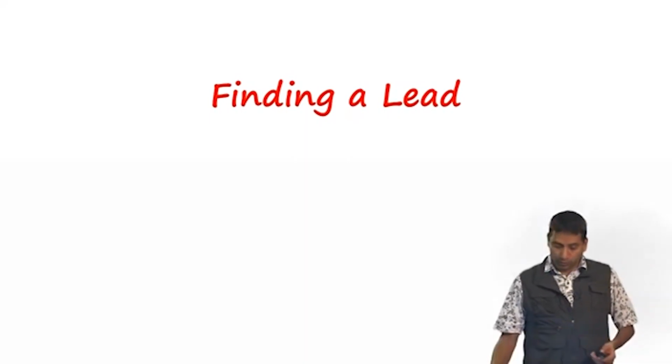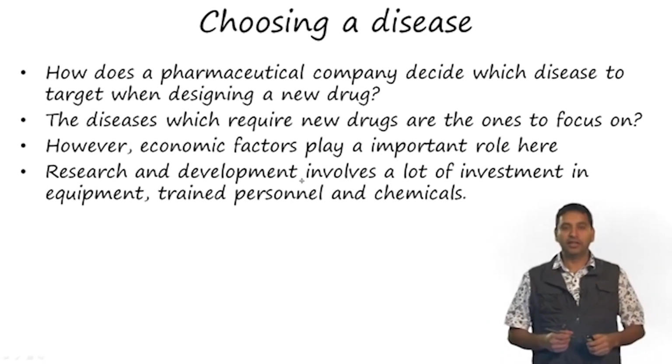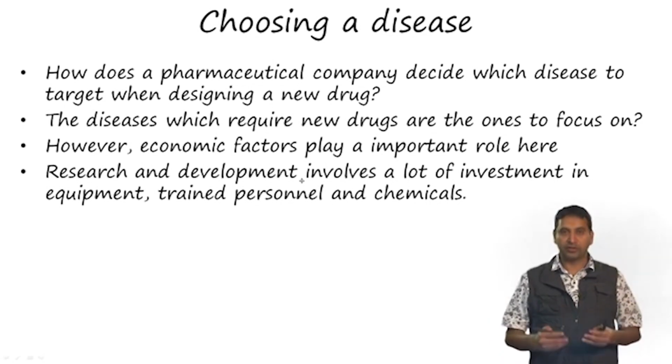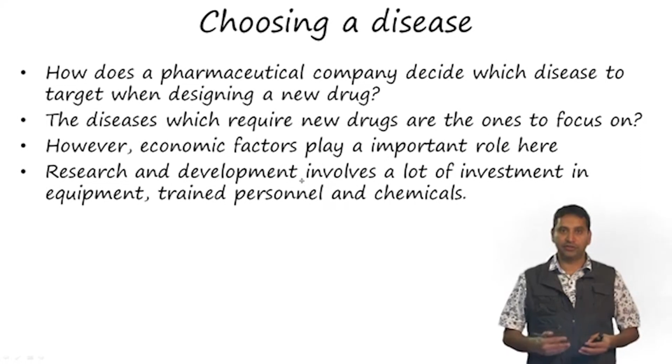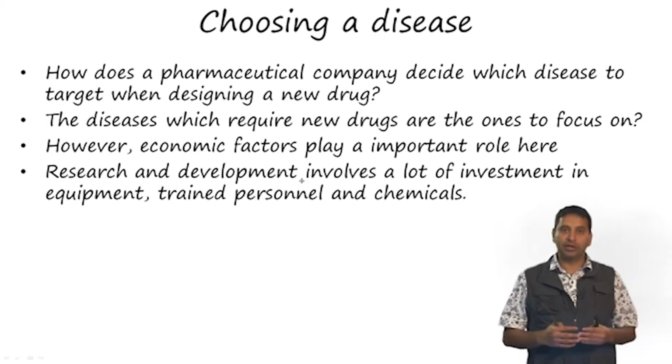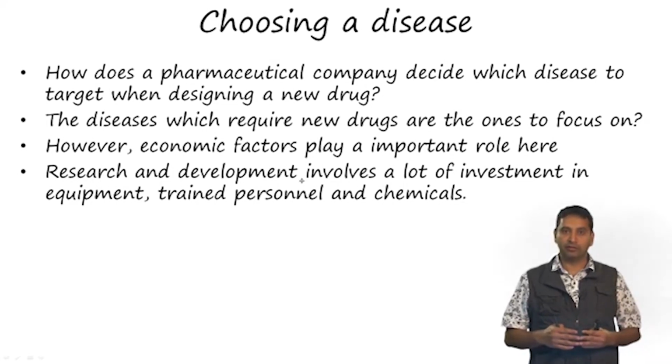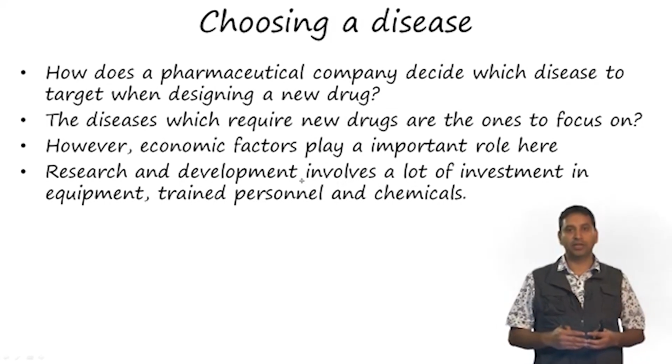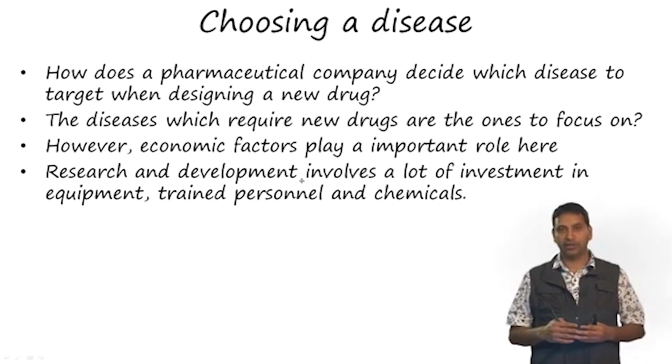Right. So, first, before we proceed, in order to discover a drug, one needs to address a disease. Okay. So, we need to choose a disease for which a drug should be discovered. Since the majority of drug discovery occurs in pharmaceutical companies, the major question is, how does a pharmaceutical company decide which disease to target when designing a new drug?